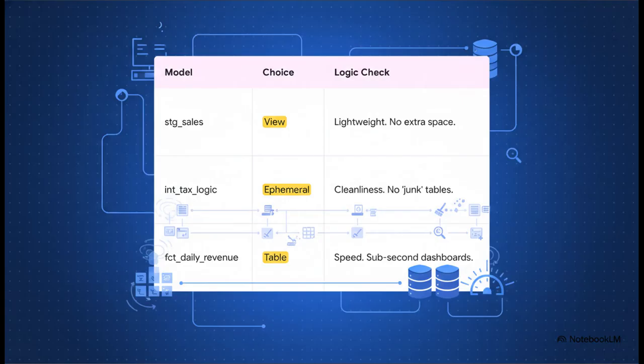Think of this table as your strategic cheat sheet. You see the pattern, right? We start off lean and cheap with views for our staging models. Then we keep all our intermediate steps organized and totally invisible by using ephemeral. And we finish strong with power and speed, using tables where it matters the most for our end users.